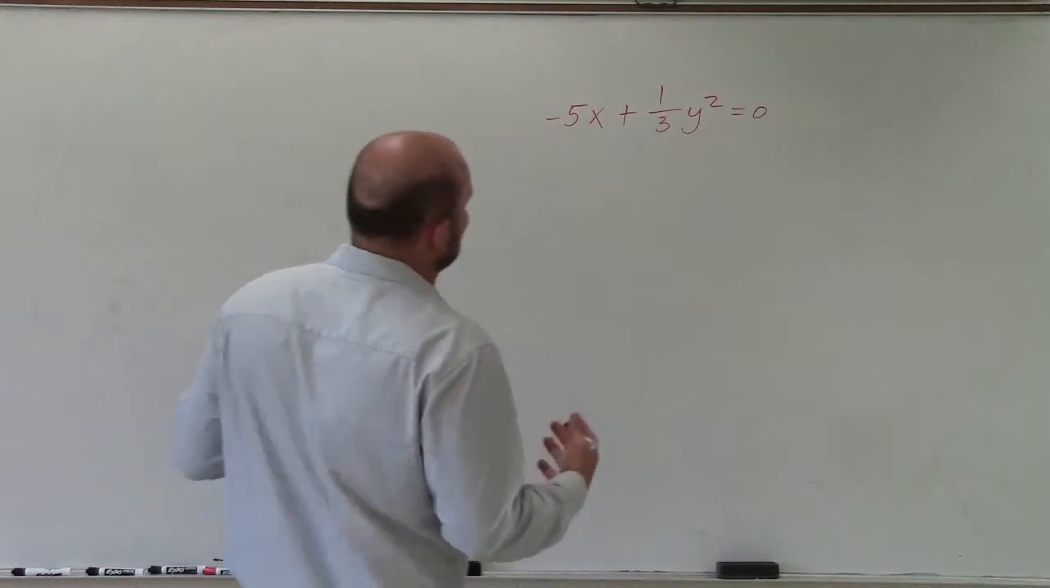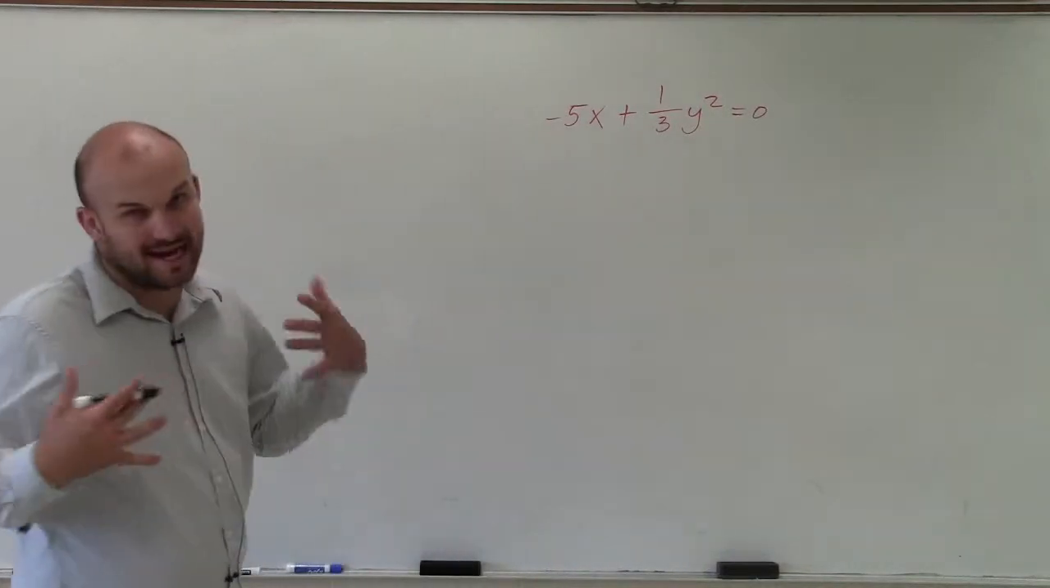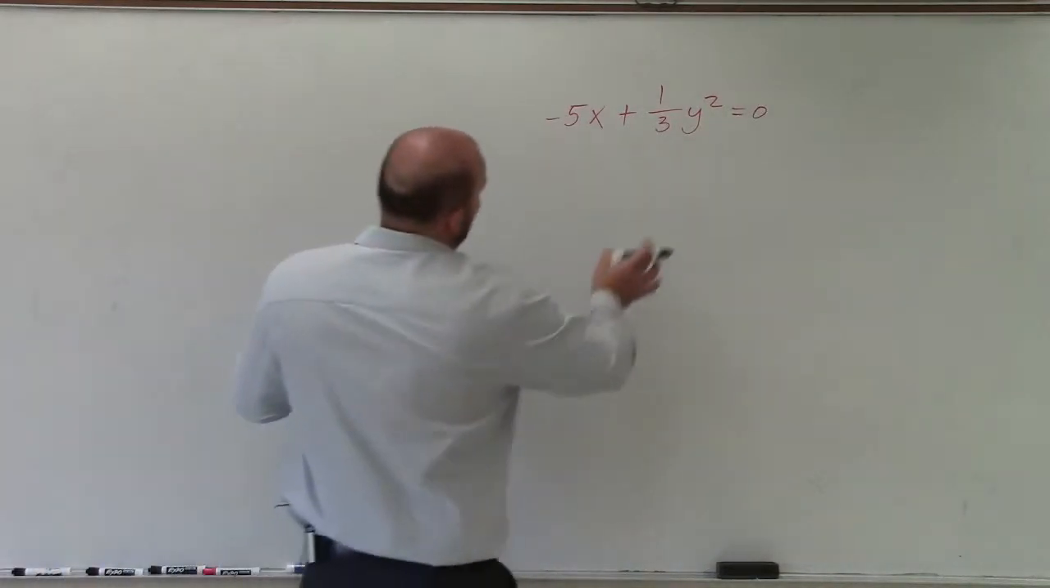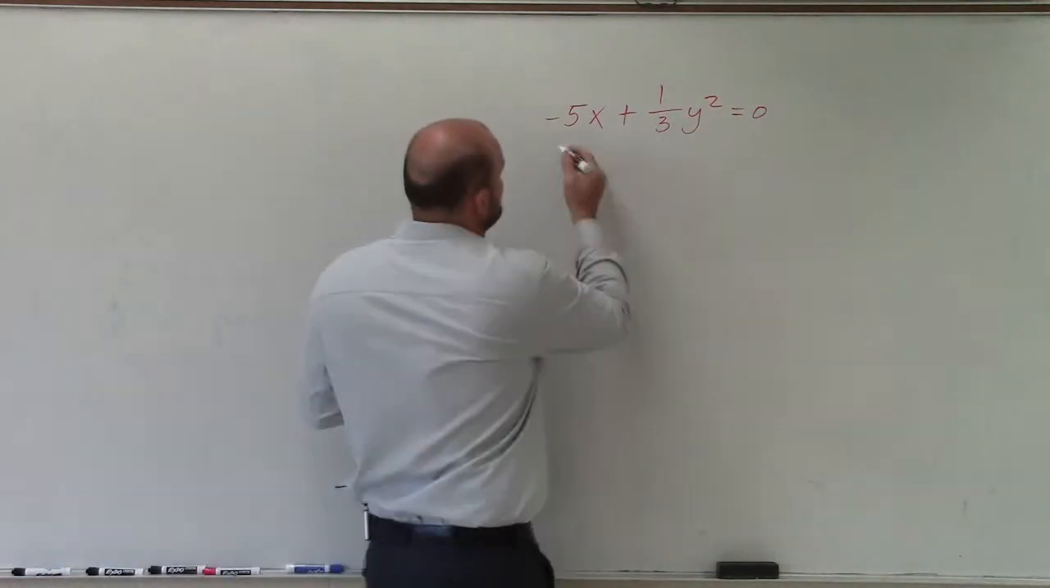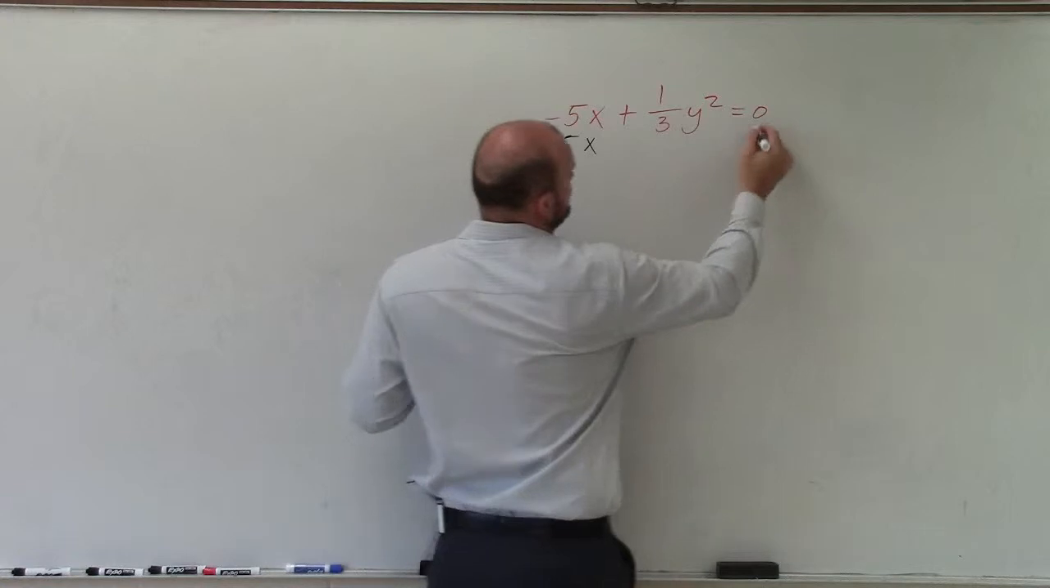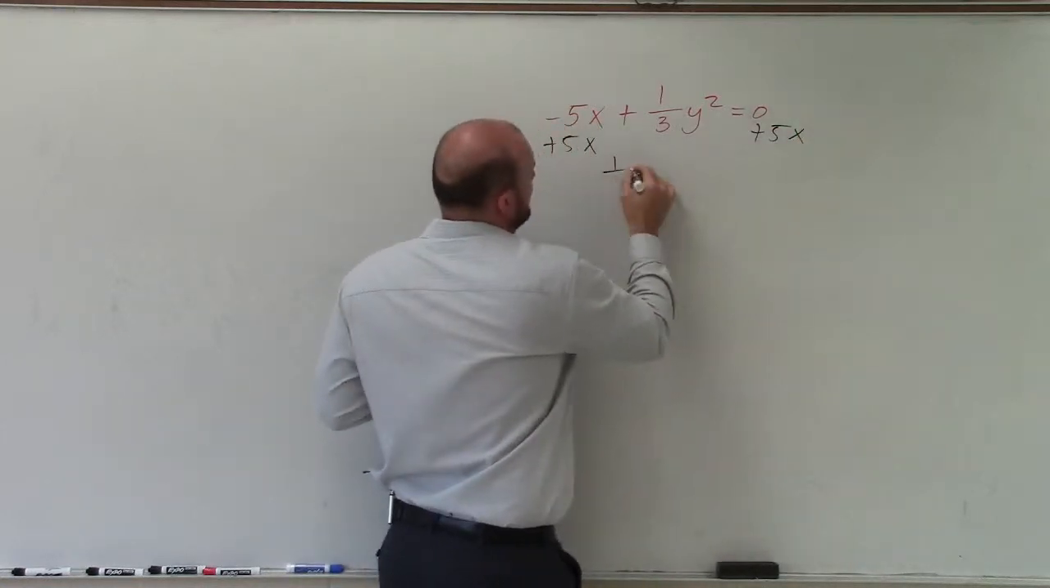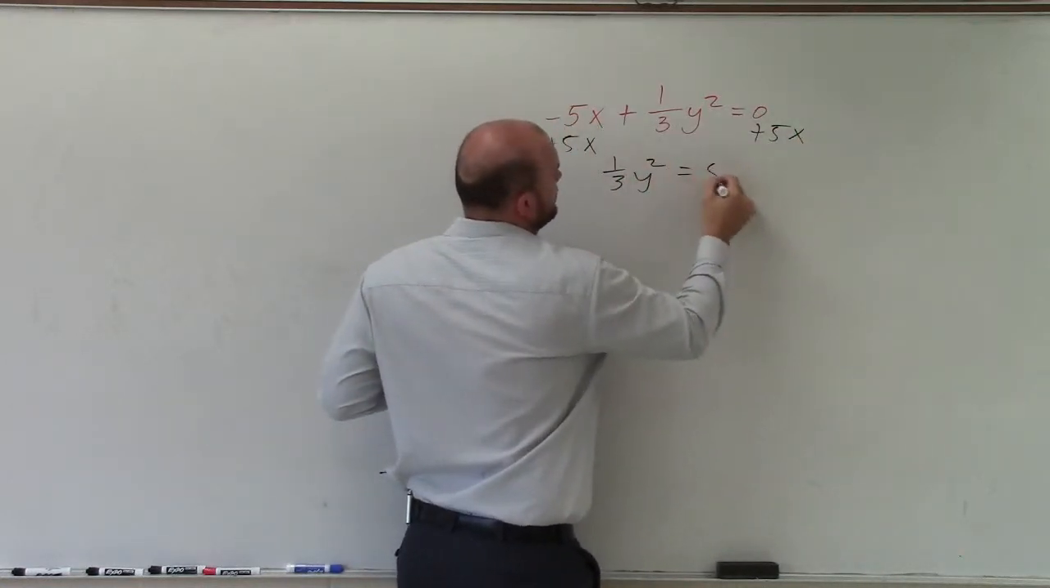So to do this, I'm going to want to get my x and y's on opposite sides, and I'm going to want to make sure that my y is by itself as well. So to do that, I'm just going to add a 5x to both sides here. Then I have 1/3 y squared equals 5x.